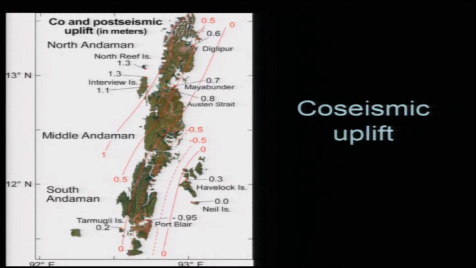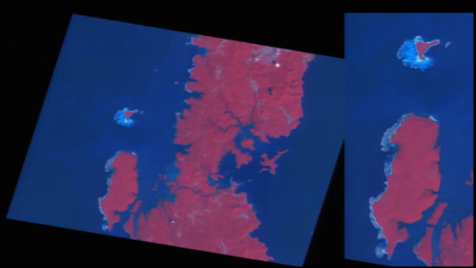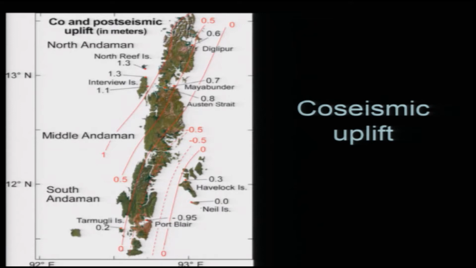I have already discussed this map which you see on your screen about the land level changes which took place during the 2004 Sumatra Andaman earthquake. So let's see a couple of signatures which were preserved and which clearly indicated the uplift which took place in the area along the west coast of Andaman. The examples which I am going to talk about now are from North Reef Island and Interview Island.